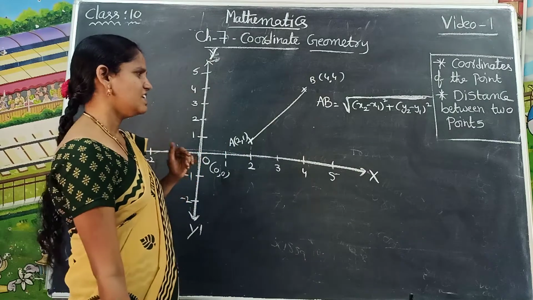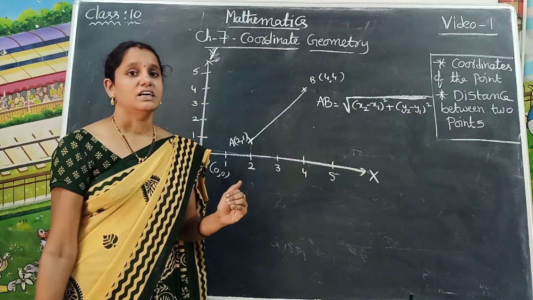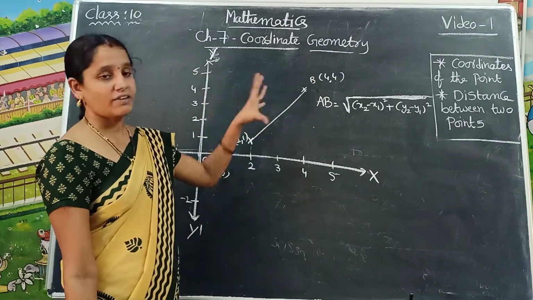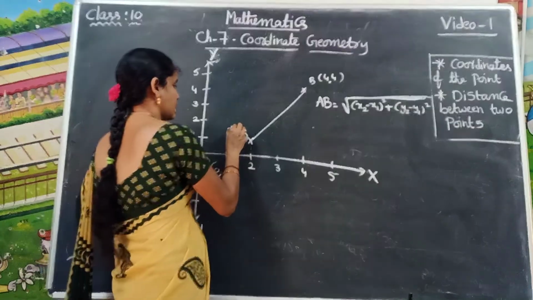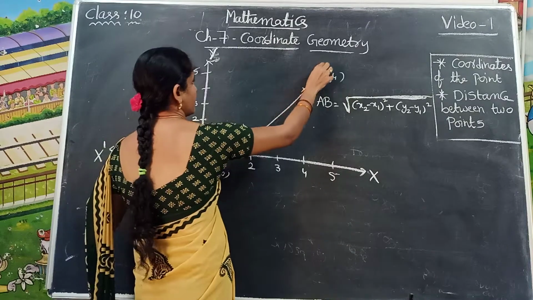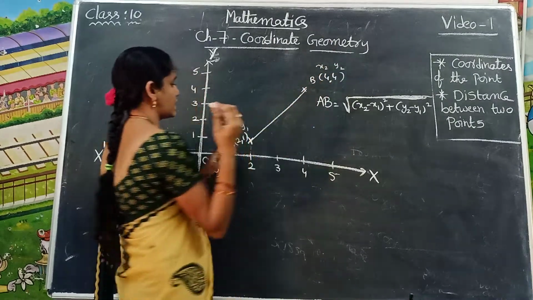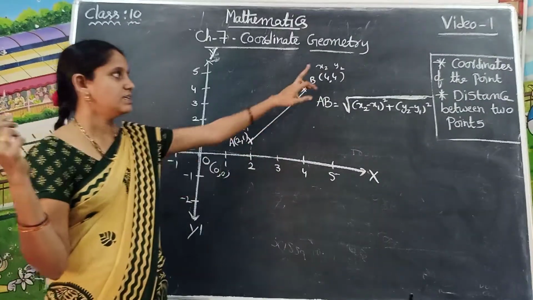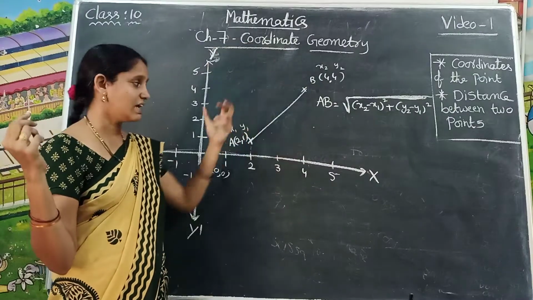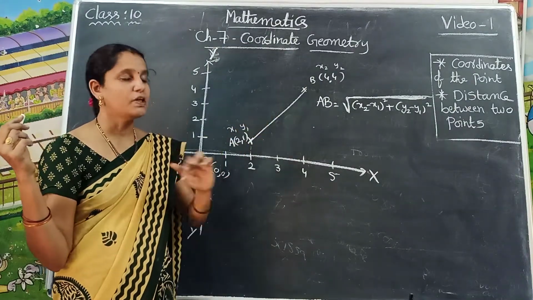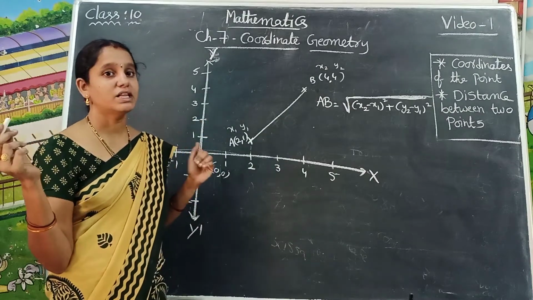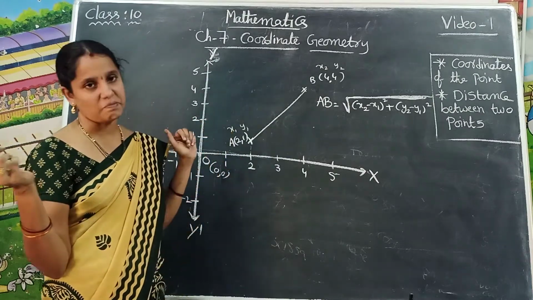See here, these are the x coordinates and y coordinates. So x1, y1, x2, y2, because this is the x coordinate and this is the y coordinate. That's why I am keeping x1, y1, x2, y2. Now I will find the distance between the 2 points by using this formula.